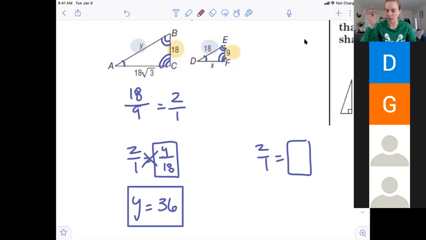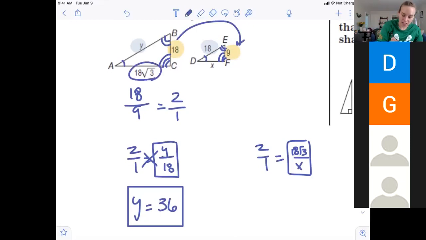And then does x go on top or bottom of that? Drew, does it go 18? Ooh, that's not what I want to write. Does it go 18 root 3 over x, or does it go the other way around? That's right. Oh, I was sure. Okay, good. I was right because when we went from 18 to 9, we went from the triangle on the left to the triangle on the right. So if I have 18 root 3 and x, I have to go from 18 root 3 to x. So x goes on the bottom.